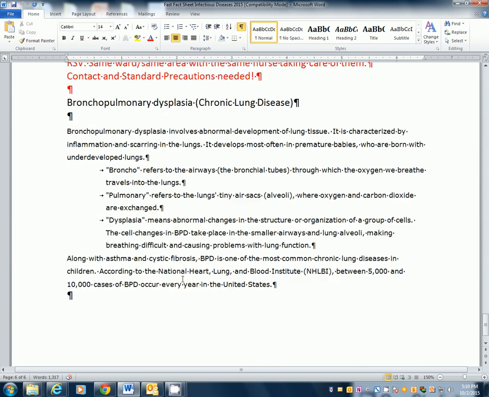And the last thing your book talks about is bronchopulmonary dysplasia or chronic lung disease. This involves abnormal development of lung tissue where you get inflammation and scarring in your lungs. Particularly, you see it in premature babies who are born with underdeveloped lungs. I just broke down the terminology there so you can kind of see it. But along with asthma and CF, cystic fibrosis, it is one of the most common chronic lung diseases, which is why I wanted to mention it. According to the National Heart, Lung, and Blood Institute, between 5,000 and 10,000 cases occur, so you may see that.